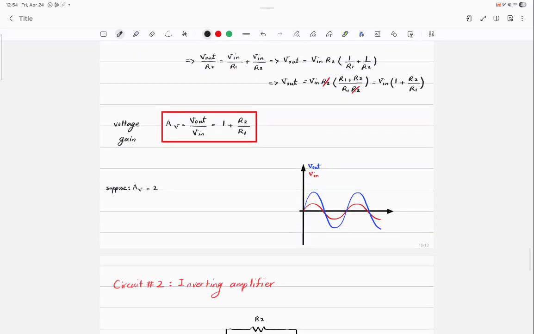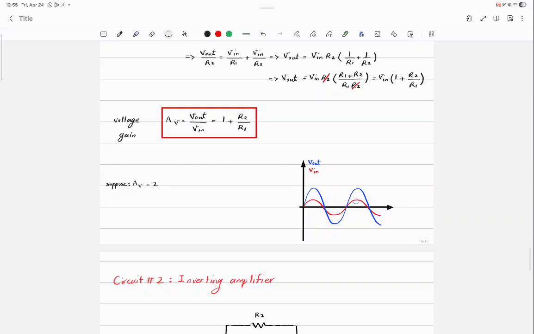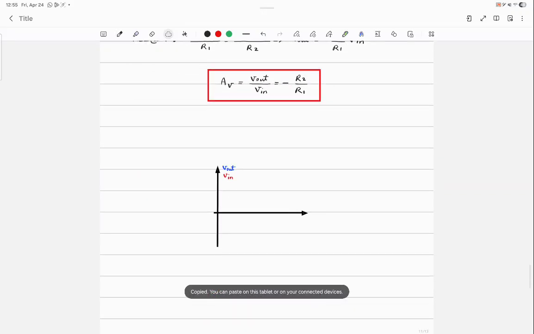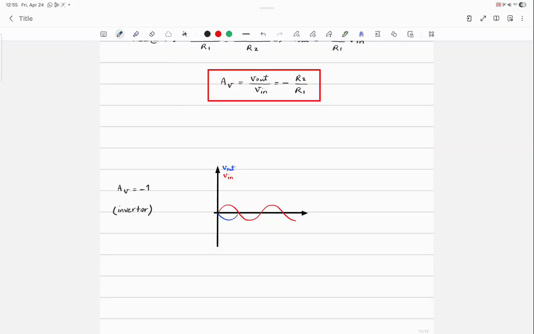Okay? So for example, if the red guy is here, and just let's assume that AV is equal to negative 1, which is called actually inverter. So what is the output? What does the output look like? See, the amplitude is the same, but there is a phase change.